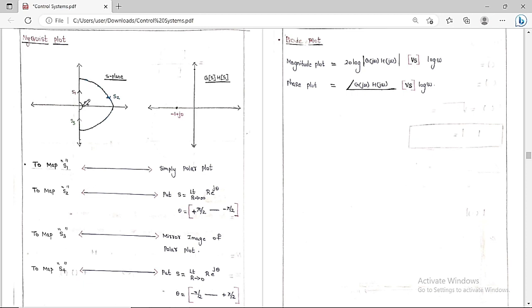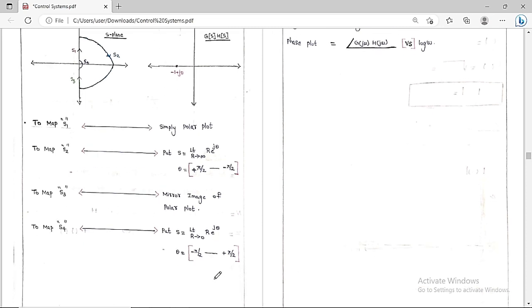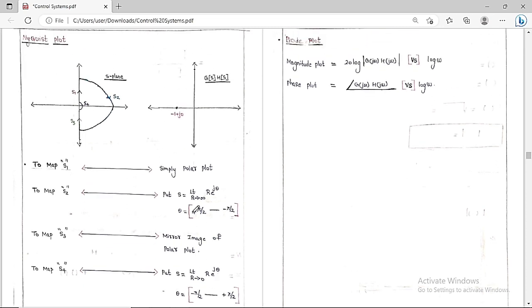in order to map this S4, now the radius is very, very small. So R tends to 0, and it is varying from minus pi by 2 to plus pi by 2. Therefore, put the value of S is equal to limit R tends to 0, R into e to the power of j theta, and theta is varying from minus pi by 2 to plus pi by 2. So basically, I have already told you, Nyquist plot is an extension of the polar plot.